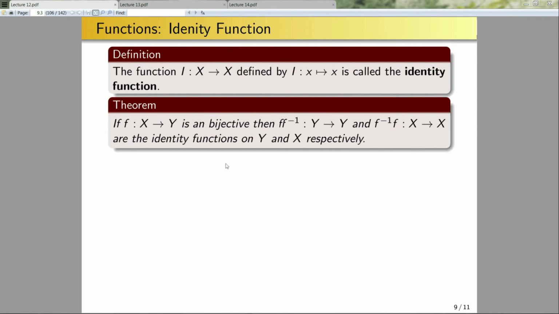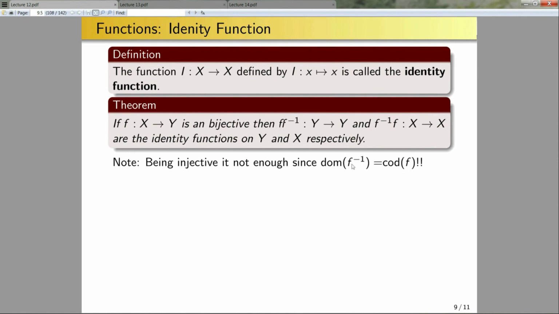Now we might ask, is bijectivity here required? Could I just have injectivity and have this work? Well, being injective is not enough for this theorem, as stated, since the domain of f inverse needs to be equal to the codomain of f for this function here to be a mapping from Y to Y. So you could modify this theorem to be valid for injective functions by changing this Y here and this Y here to simply be the range of f. And then it would be true for injections.